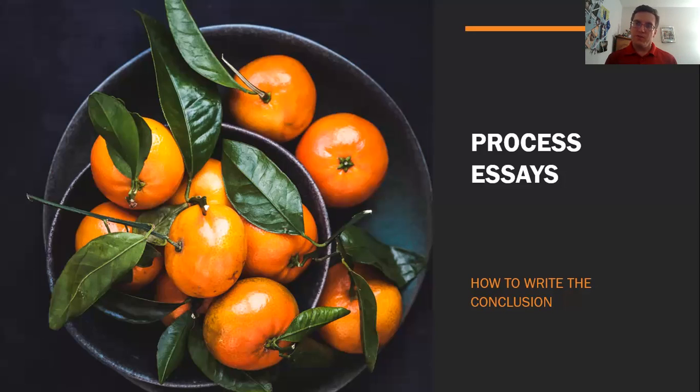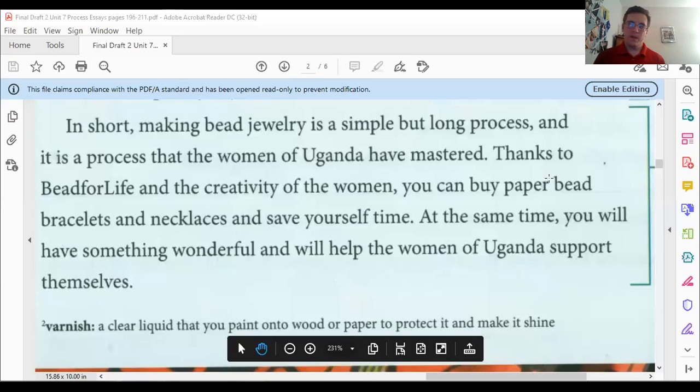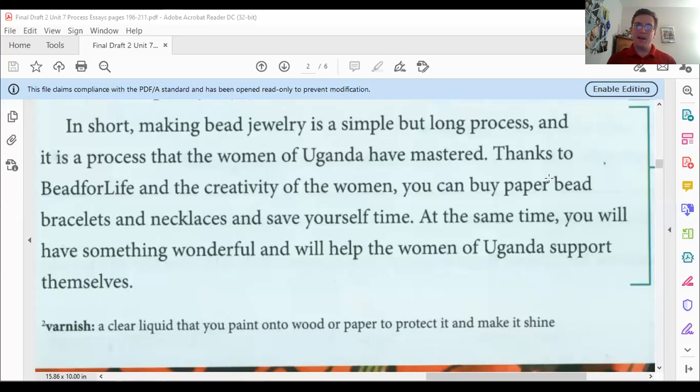As in the first 2 videos, let's take a look at a sample process essay. The conclusion. We've been looking at an essay on how to make paper bead jewelry by some women in Uganda. So let's look at the concluding paragraph for this essay. Okay, as we did with the body paragraph, please pause the video, read this concluding paragraph, and then restart the video so we can talk about it. Okay. I'm assuming you've read it.